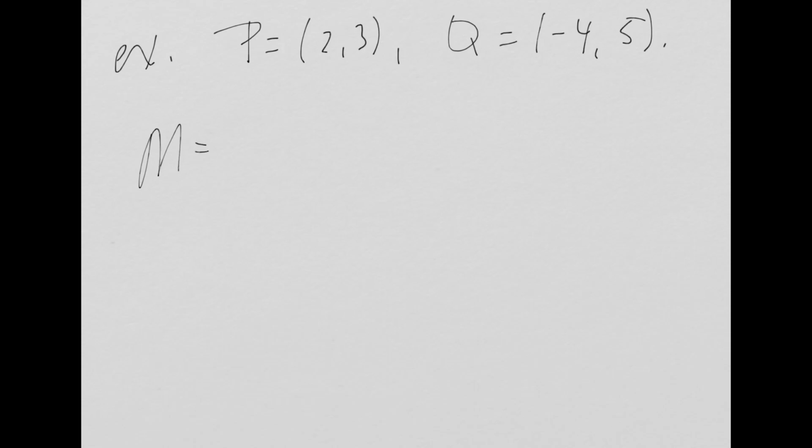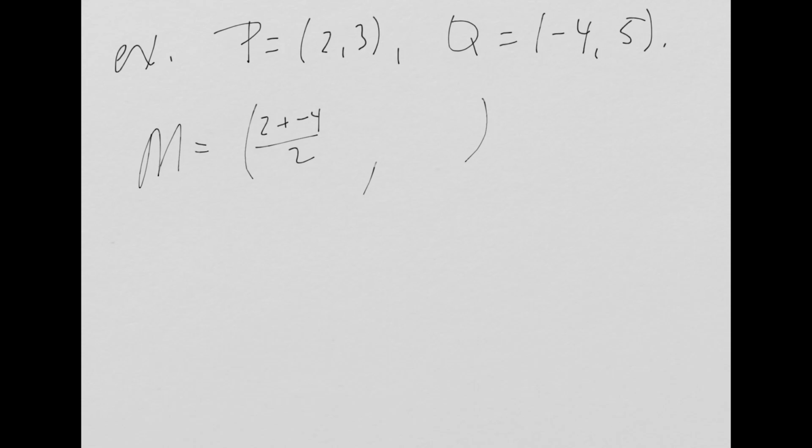So for example, let's say that P is (2, 3), and let's say that Q is (-4, 5). Let's find the midpoint connecting P and Q. So what's the point in the middle of the line segment connecting these two points? Remember, the midpoint is a point, so it's going to have an x and y coordinate. To find the x coordinate, take your x values and average them.